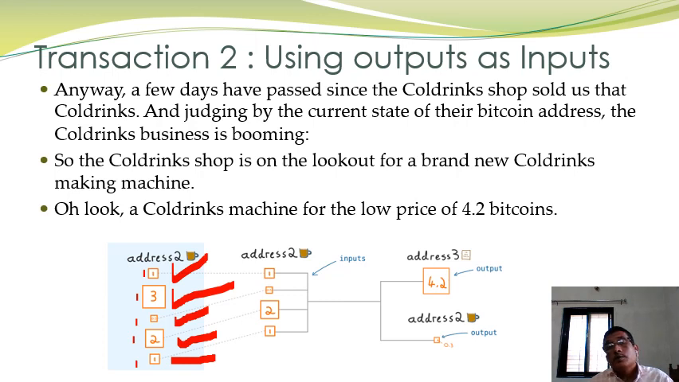And out of these outputs, now the cold drink shop owner wants to purchase a cold drink making machine. The business has grown, the shop has a number of outputs, a number of coins in his account, and he wants to purchase a cold drink machine. For the machine, this shop owner has to pay 4.2 bitcoins. In address 2 there are 5 outputs, and from these 5 outputs the bitcoin transaction will gather the outputs. How the outputs are gathered to make the 4.2 bitcoins, you will see in the next slide.